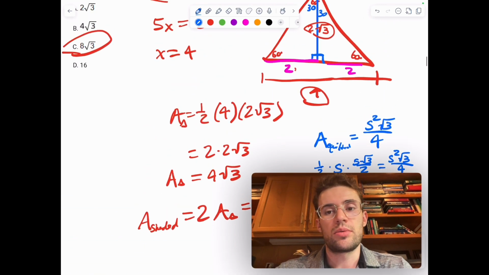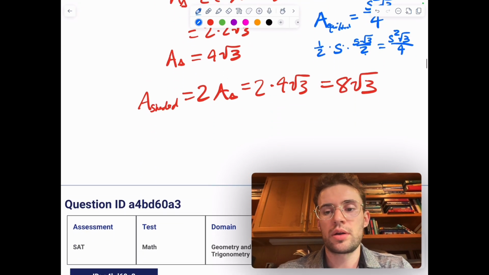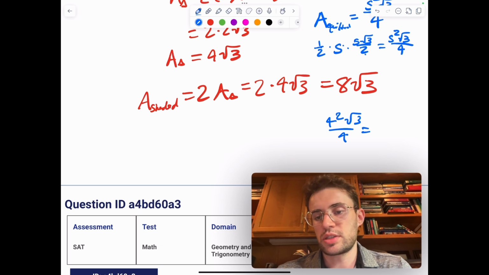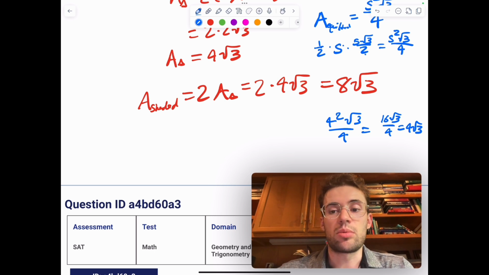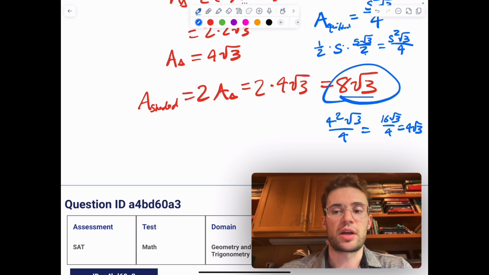In this case, we would know the side of the equilateral was 4, so it would be 4 squared root 3 over 4, which would give us, right, 16 root 3 over 4 equals 4 root 3, or you could even have canceled one of these 4s. So that's the area of one of them, and then again, you had to double it to get to this 8 root 3, which is our final answer.